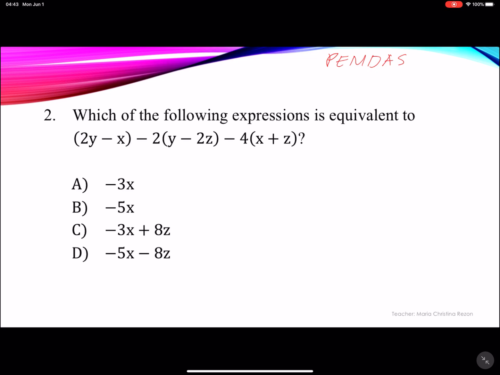So let's proceed. You have 2y minus x, and then you distribute that. So that is negative 2y plus 4z. And then distribute this. So you'll have negative 4x minus 4z.